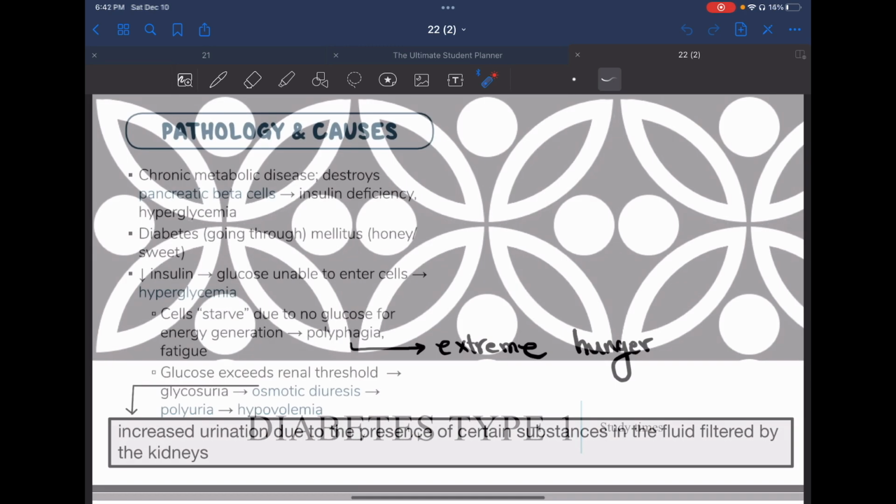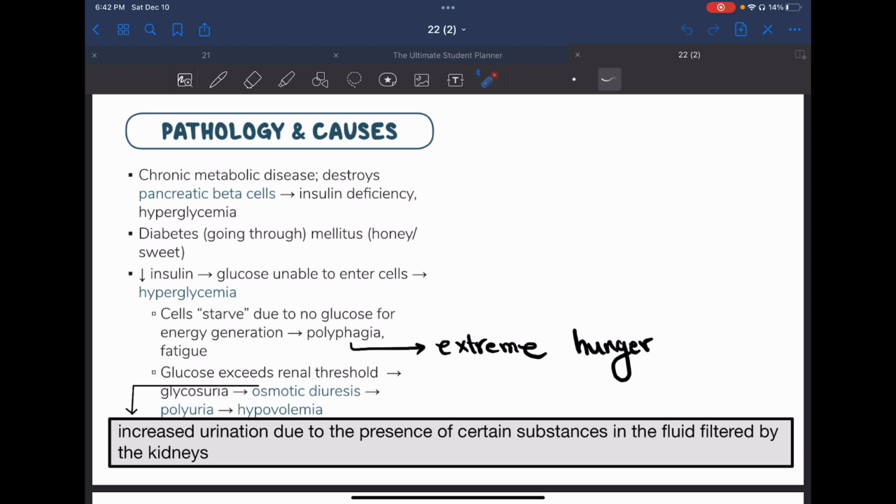Let's dig into it. So, first of all, what is diabetes? Diabetes type 1 is a chronic disease, so it happens over a long time, and it's a metabolic disease. What happens is the pancreatic beta cells are getting destroyed, and because they are not there anymore, they cannot produce insulin. So the body is in insulin deficiency, and that makes the glucose build up in the blood, and it doesn't enter the cells. So that makes the hyperglycemia.